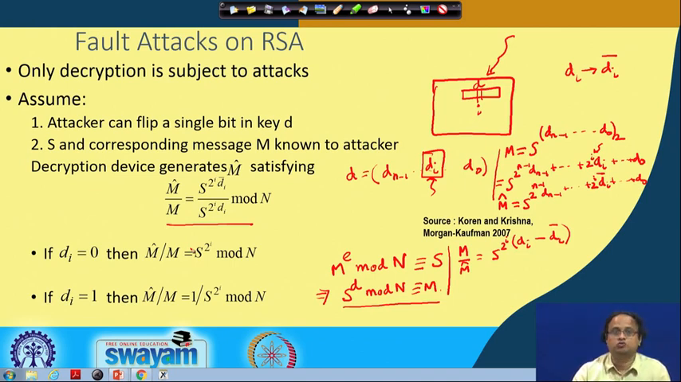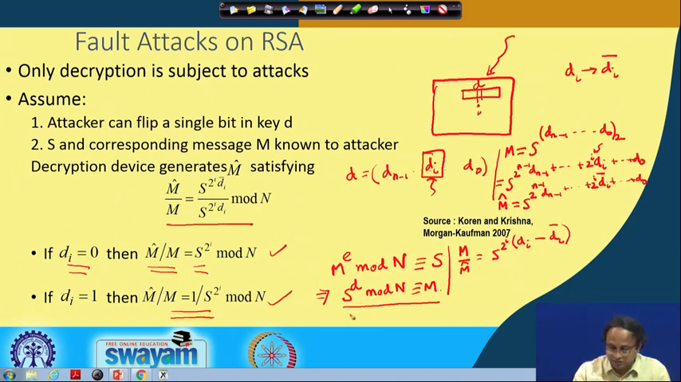So, now there can be two possibilities: di can be either 0 or di can be 1. Note that the attacker can easily compute this part, the left hand part. The attacker also knows the value of S because it knows the cipher, and therefore it can check whether this equation is satisfied or whether this equation is satisfied. Note that if di is equal to 0, then di hat becomes 1.